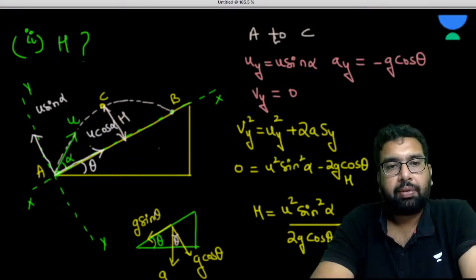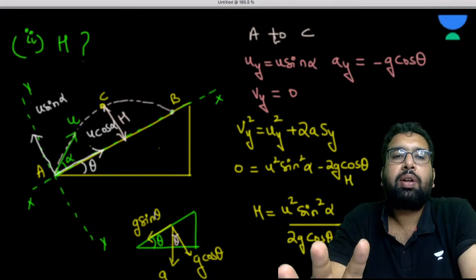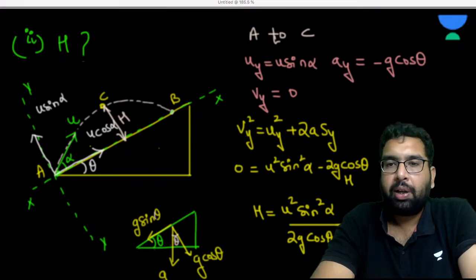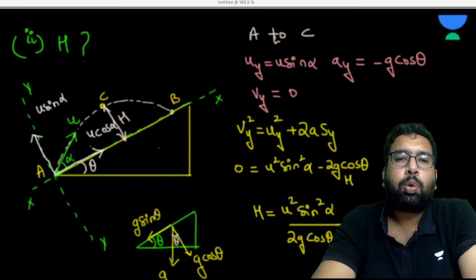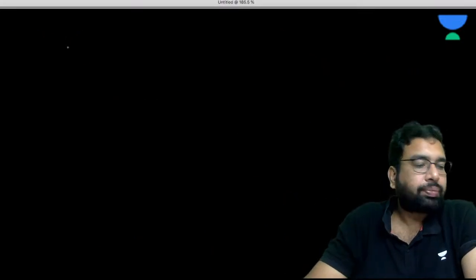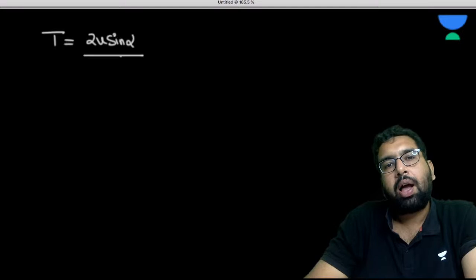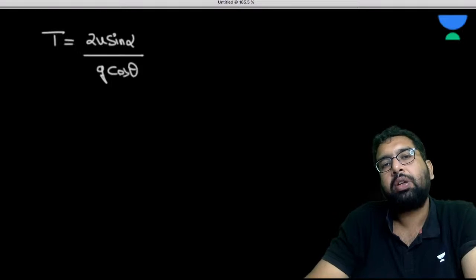Yeah, that is what I am saying. But still we must know. See, so this is fine now. H is equal to u square sine square alpha upon 2g cos theta. Now again, if you like memorizing the formula, then T in the ground to ground projectile was 2u sine alpha upon g, isn't it? So basically g is the acceleration in y direction. So in this case, the acceleration in y direction is g cos theta.